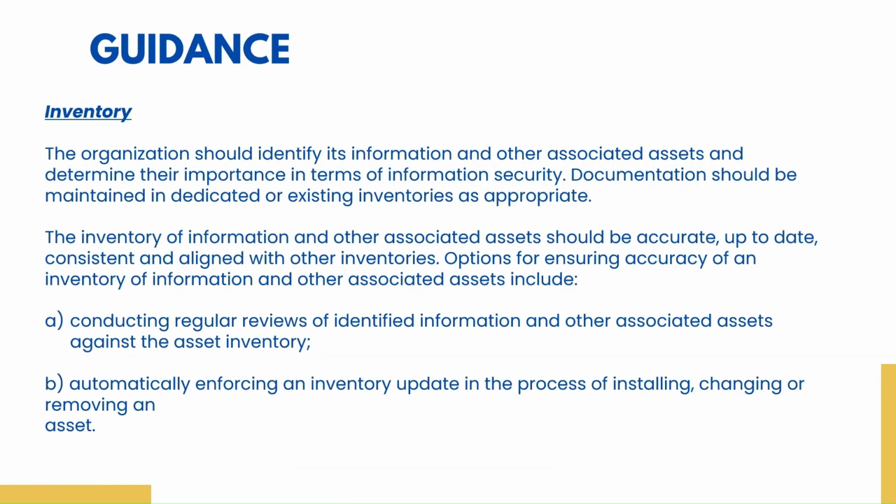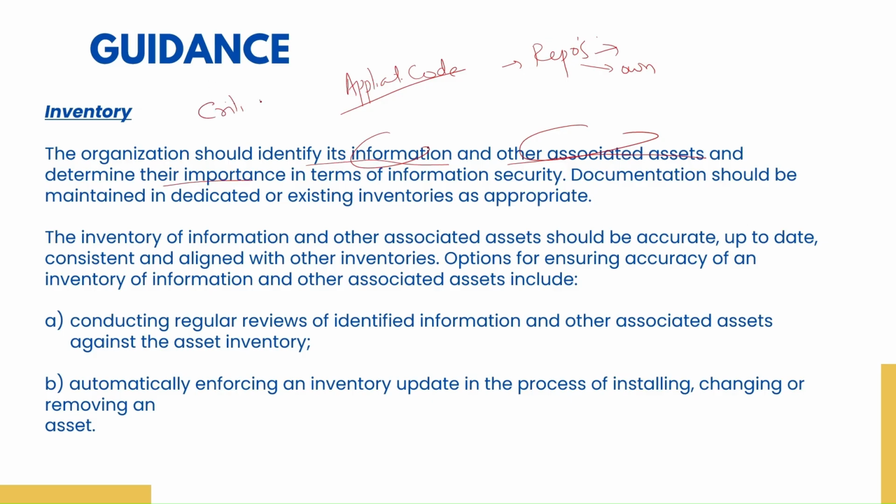It also talks in much detail about the inventory. The organization should identify its information and other associated assets. So whatever information, like for example, you're having the application code. What are the associated assets with it? Where are you storing this? You're storing it in the GitHub repo. So GitHub becomes one of your assets. So all the associated assets, whatever information you have and the associated assets, and determine their importance.